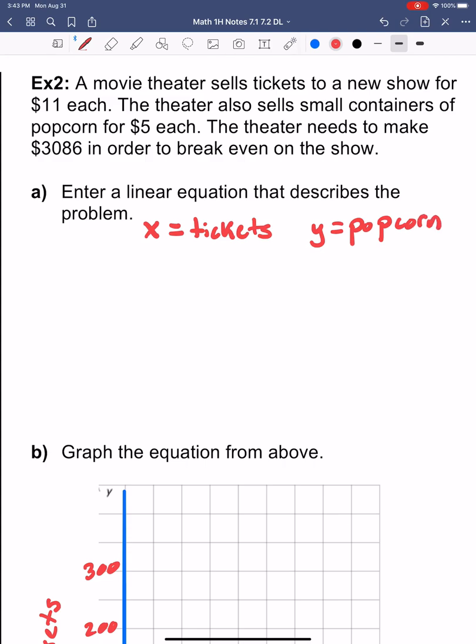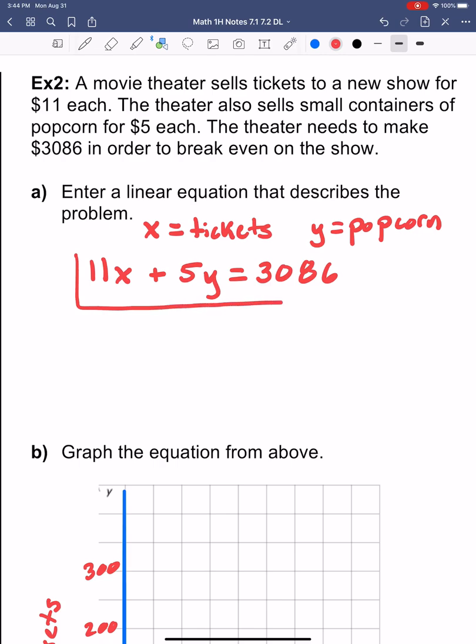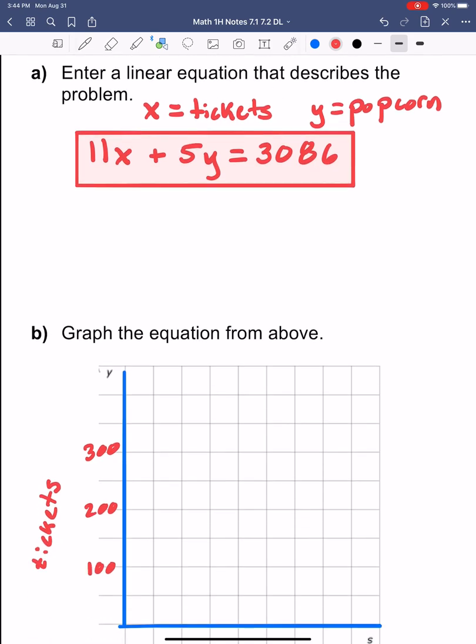So it's $11 for each ticket. So that's going to be 11x plus $5 for the popcorn, 5y, equals the grand total of 3,086. And there we have our equation. And now we can go ahead and find the intercepts so that we can graph this.